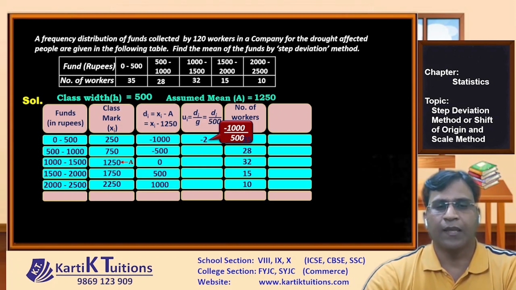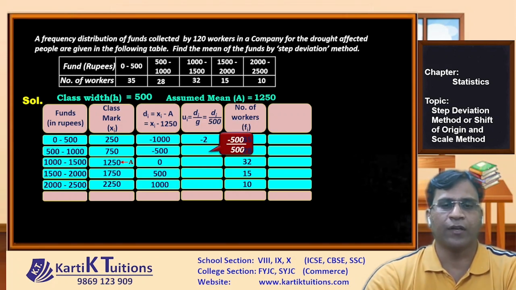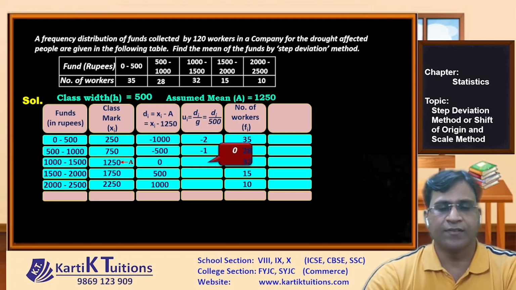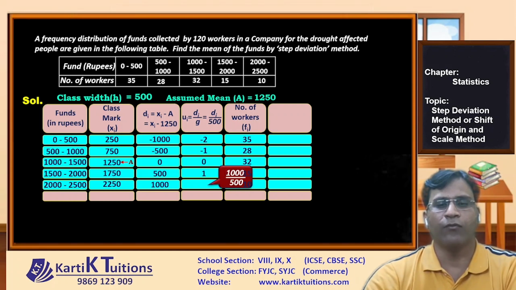Minus 2. Then minus 500 upon 500 will give us minus 1. Then 0 upon something is 0. 500 upon 500 will give us 1. And 1000 upon 500 will give us 2. I hope I am clear till here.